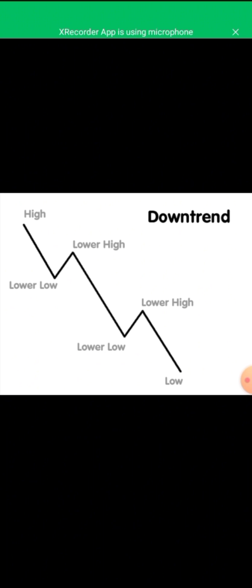How is a downtrend called? We have lower low and lower high. This is not a higher high at the moment. We have lower low and lower high. You understand what I'm trying to say? So for the downtrend here now, just watch the example I gave from the uptrend. You understand what I'm trying to say? So let me briefly explain.